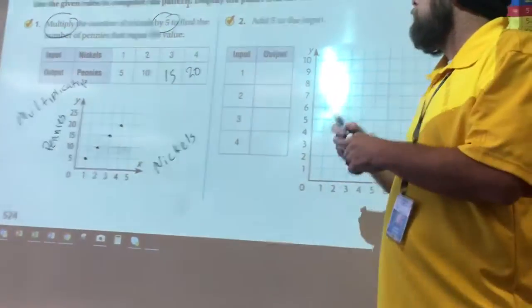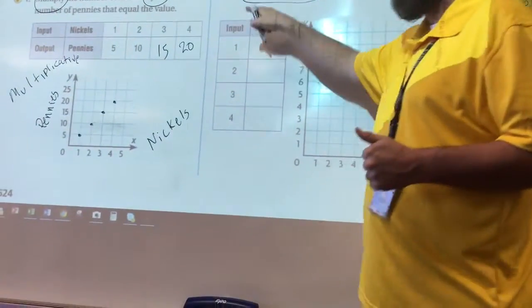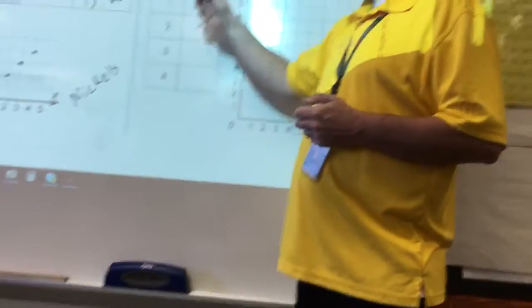Okay? This one, if we read the problem, which we're not doing, says add 5 to the input. So that makes this an additive property.